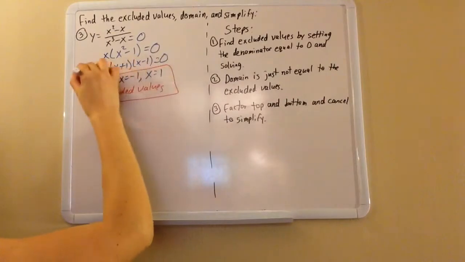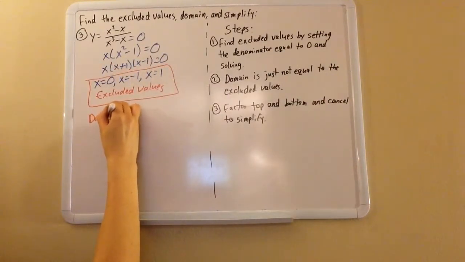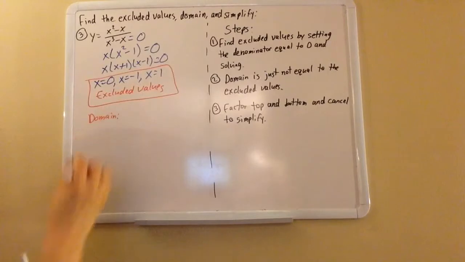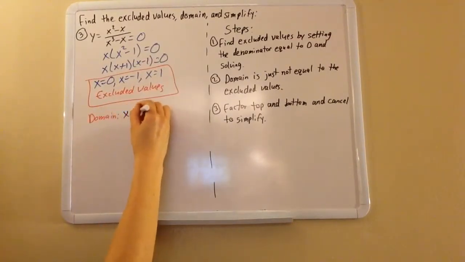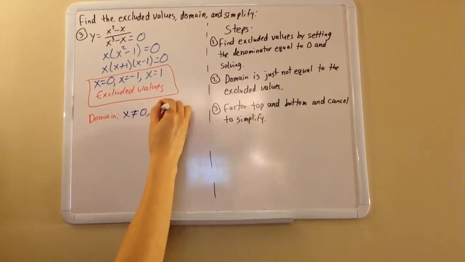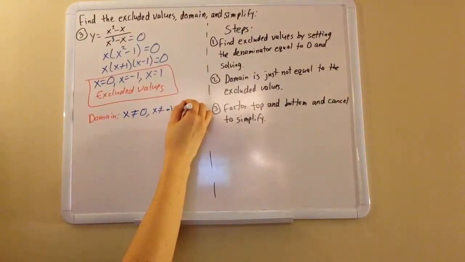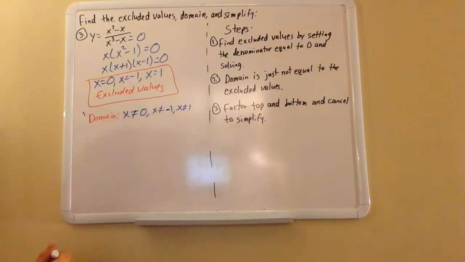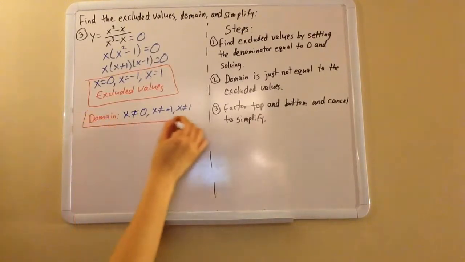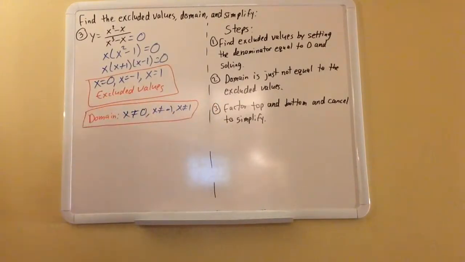Okay, now for my domain. And once again, my domain is pretty much the same, except instead of being equal, it's not equal to. So x is not equal to 0, x is not equal to negative 1, and x is not equal to 1. And the thing about these is it doesn't matter what order you list them out as, it's still the same. So if you put 1 first, if you put 1 in the middle, if you put 1 last, it doesn't really matter as long as they're all there.